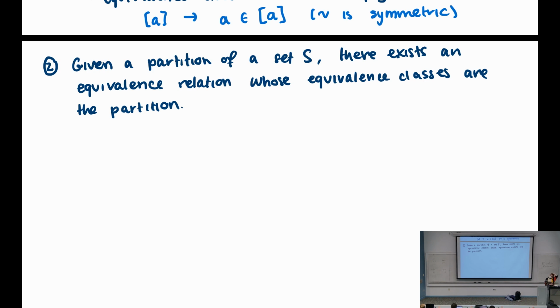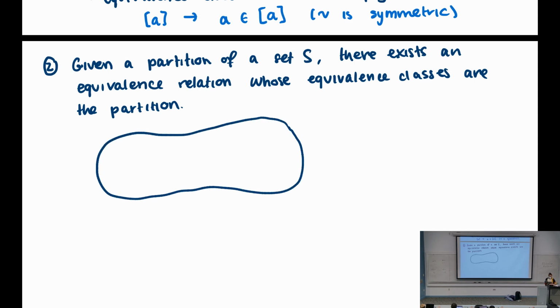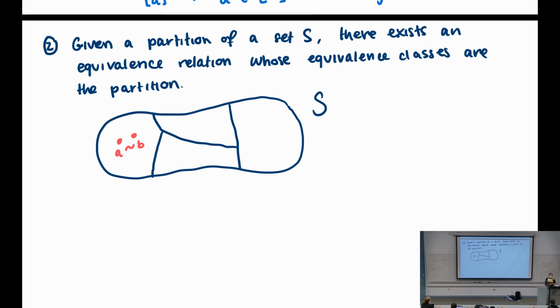Let me draw a picture to illustrate this. So let's say this blob is our set S, and I've broken up the blob into some partition. And what I want is that given any two points, let's say A and B, as long as they're in the same portion of the blob, I want the equivalence relation to relate those two elements. So does anyone see a way to define the equivalence relation?